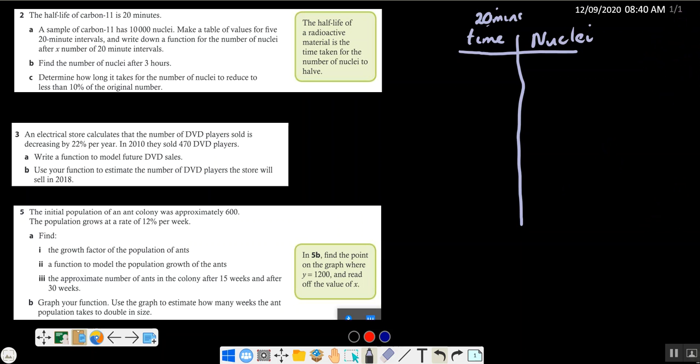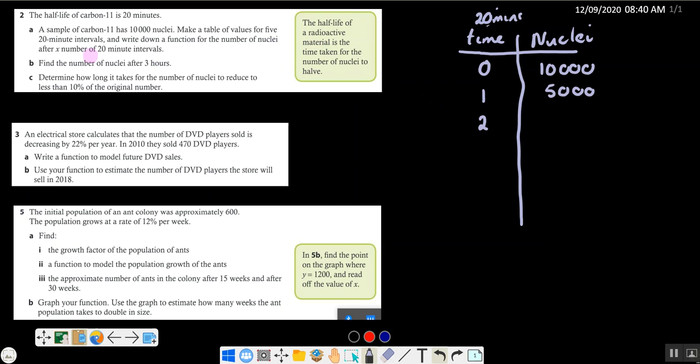So, it says it has 10,000 nuclei. That's after how much time? Zero. Oh, yes, I do have that written down. 10,000. Then after one block of 20 minutes, it's 5,000. After 2 blocks, this is what it's saying.